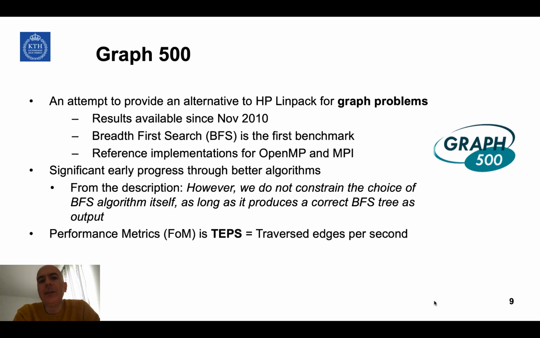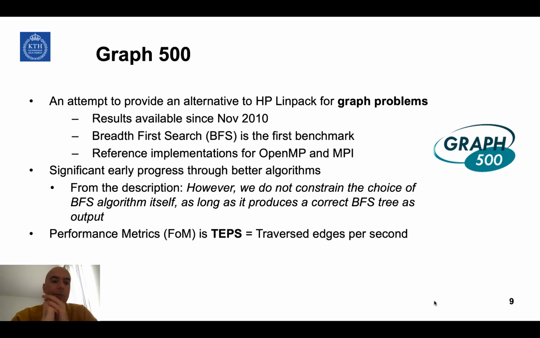What the Graph 500 does is solve the BFS problem, the breadth first search. If you go to the website of the Graph 500, it provides reference implementations for OpenMP and MPI, so we can run it on a supercomputer right away. However, the benchmark allows us to use the algorithm that is best fit to the system. From the description of the benchmark, they do not constrain the choice of BFS algorithm itself. As long as it produces a correct BFS tree as an output, the benchmark itself is good, right? So this allows different people to adapt the algorithm to the machine to achieve a higher performance.